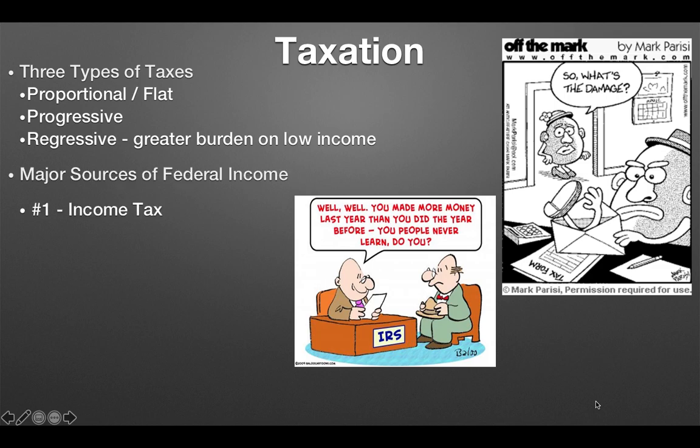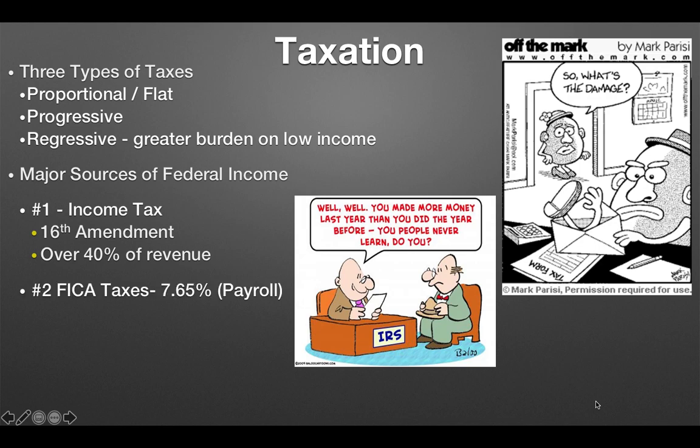Major source of federal income. Number one is going to be income tax. That's since the 16th Amendment. Before the 16th Amendment, in the 1900s, it's only about 100 years old, we got most of our taxes from trade, but now 40% of our tax revenue is from what you make.